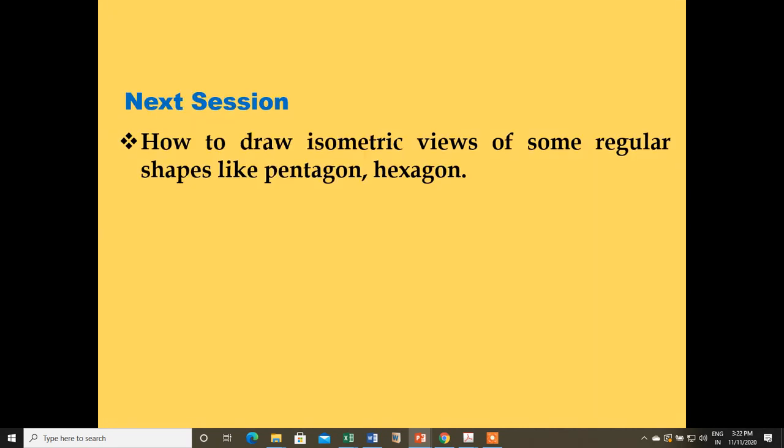In the next session we will again see how to draw isometric views of some regular shapes like pentagon and hexagon.